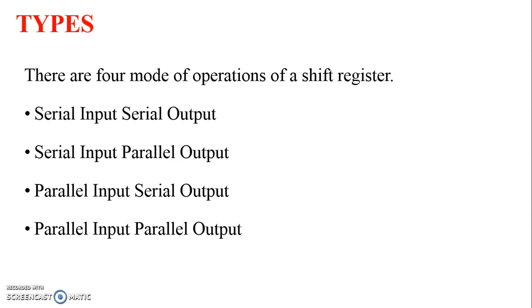So there are 4 types of shift registers available. One is the serial input and serial output register. Next is the serial input and parallel output register. Third is the parallel input and serial output register. Finally, the fourth one is the parallel input and parallel output register.